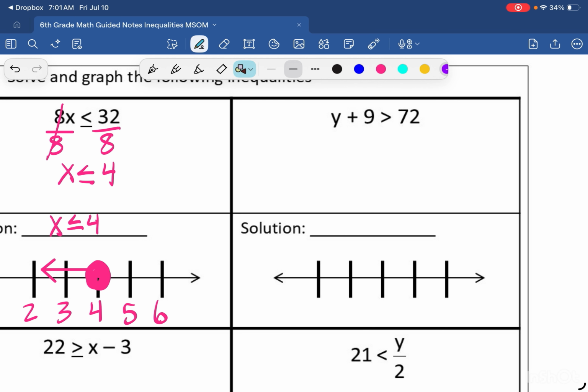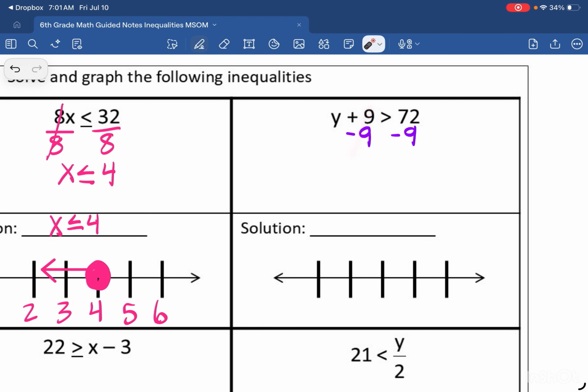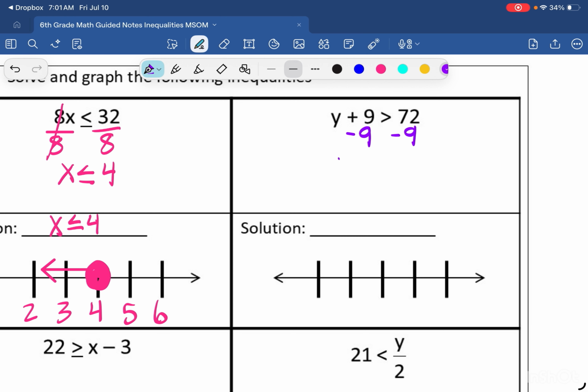Y plus 9 is greater than 72. So I will subtract 9 from each side. Plus 9 minus 9 will cancel and give me 0. So now I have y is greater than 72 minus 9, which is 63.